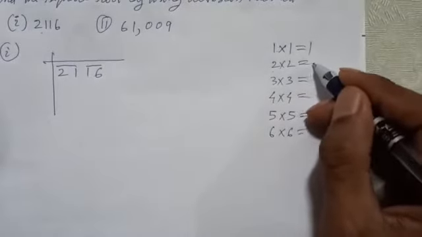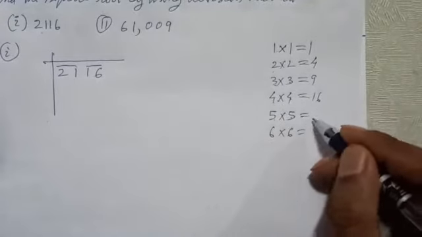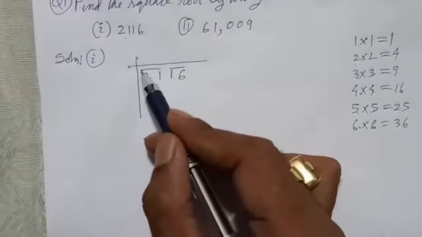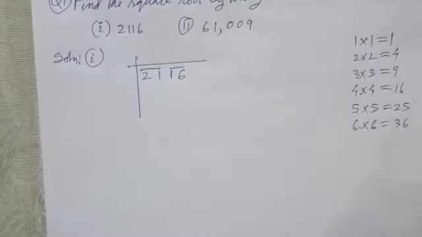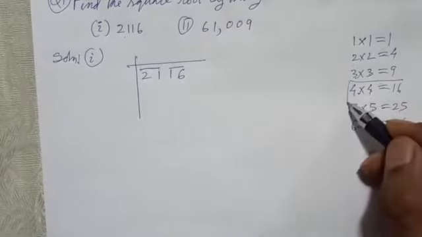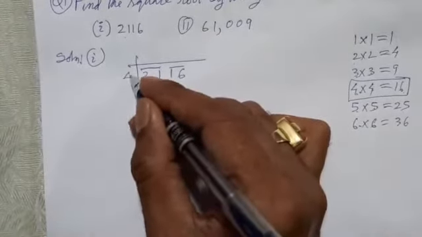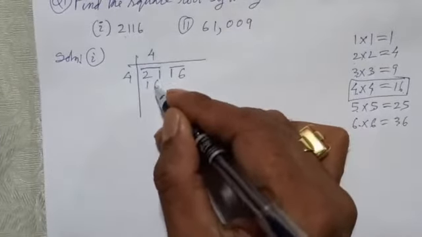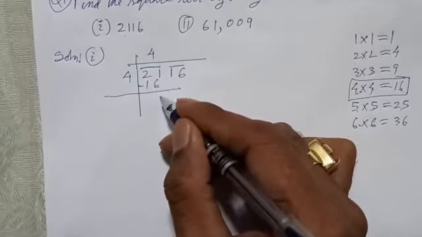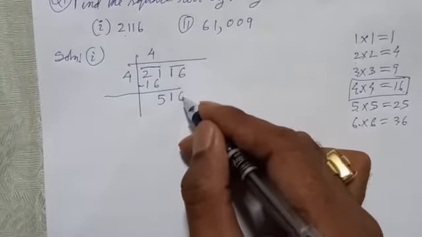1 times 1 is 1, 2 times 2 is 4, 3 times 3 is 9, 4 times 4 is 16, 5 times 5 is 25, 6 times 6 is 36. Now the first bar is under 21, so from 1, 4, 9, 16, 25 we use 16. 4 times 4 is 16, so we take 4. Now if we subtract, 21 minus 16 is 5. Next are 1 and 6, and we bring both numbers down here.